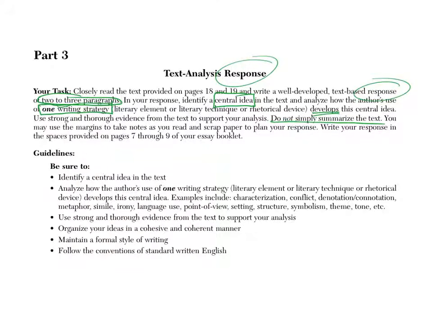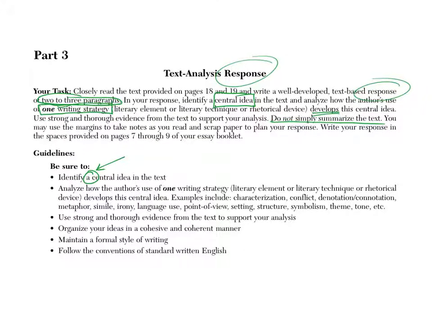Be sure to identify a central idea in the text. Now, obviously, the words central idea are important, but this is also important. There isn't one central idea they're asking you to find. It's not a scavenger hunt. They're asking you to identify an idea that could be a central idea of the text. So if you're reading and you're not sure what the big idea of the passage is, as long as you can find one of the main ideas, then you can work with that.